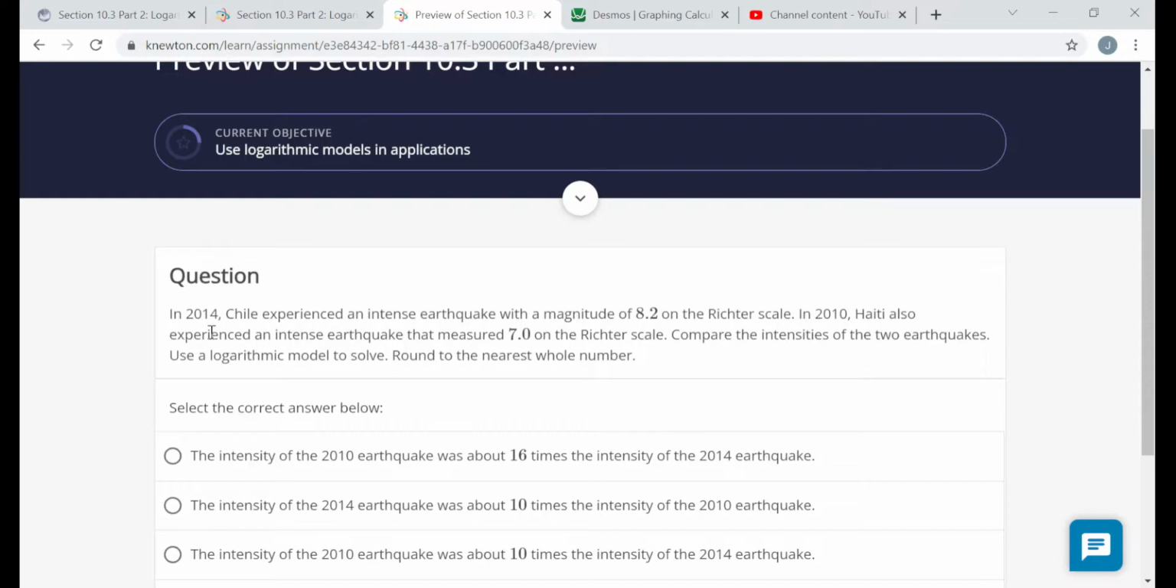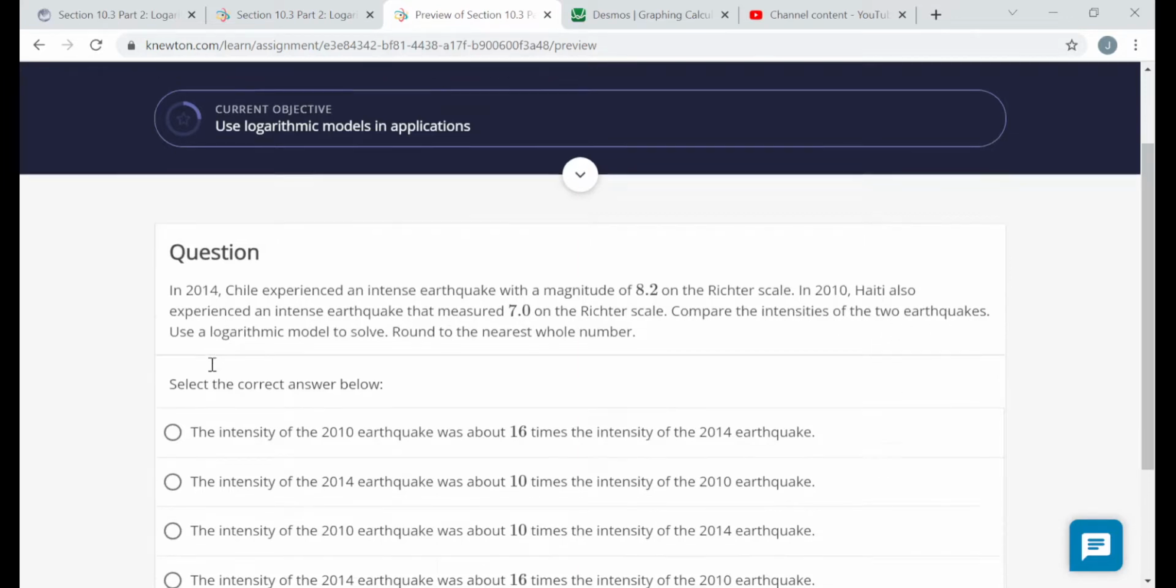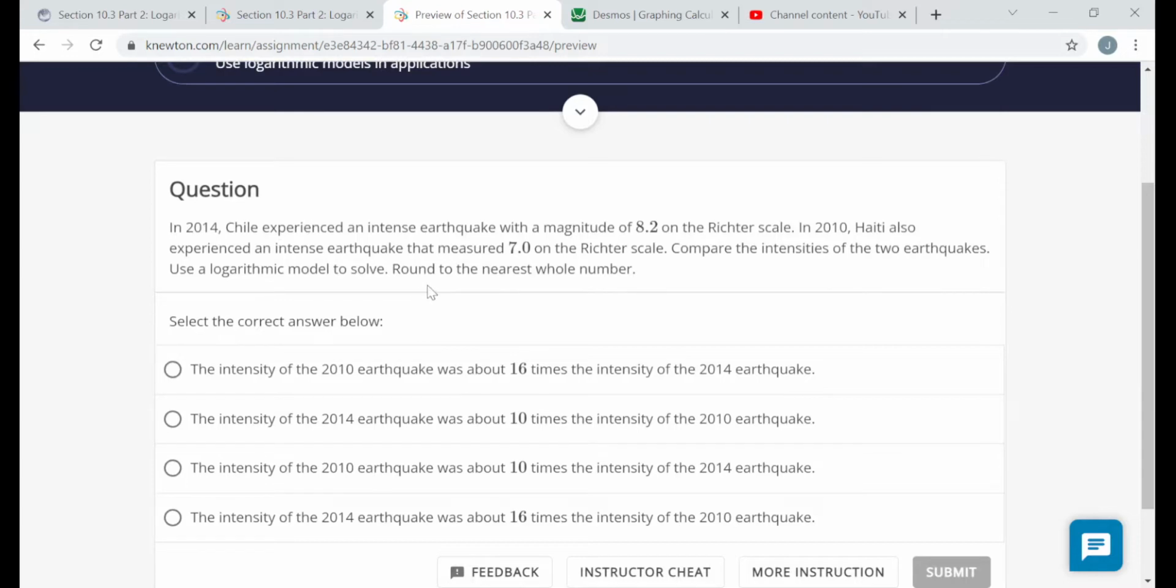So in 2014, Chile experienced an intense earthquake with a magnitude of 8.2 on the Richter scale. In 2010, Haiti also experienced an intense earthquake that measured 7.0 on the Richter scale. Compare the intensities of the two earthquakes. Use a logarithmic model to solve. Round to the nearest whole number.